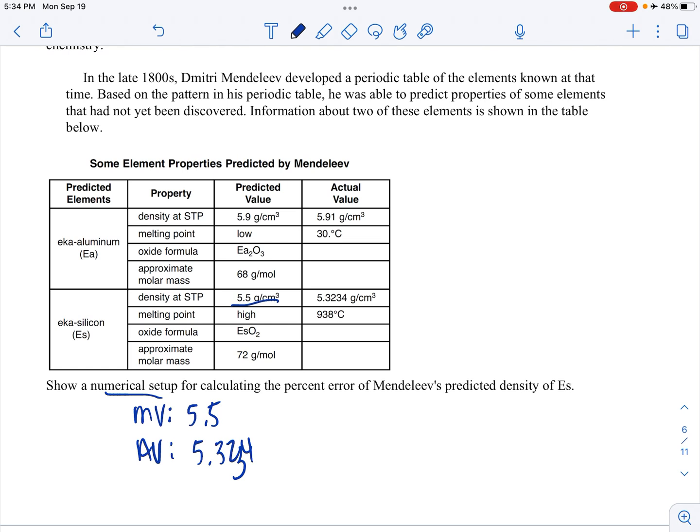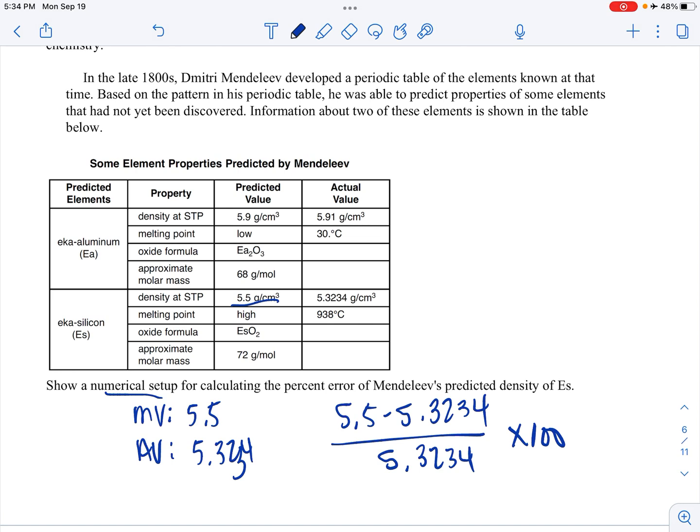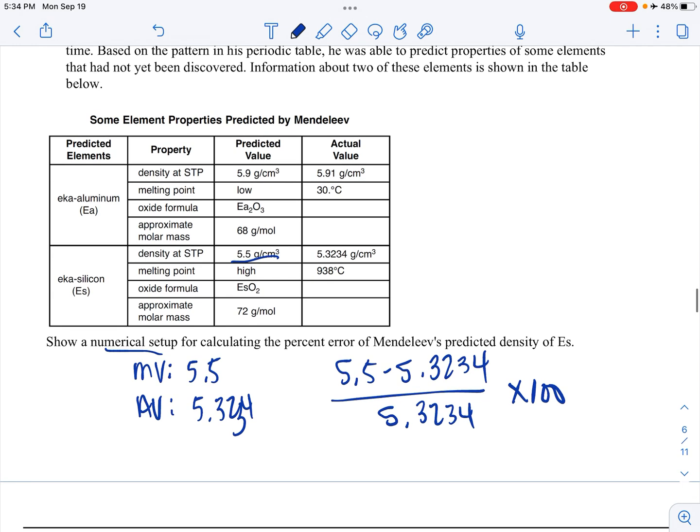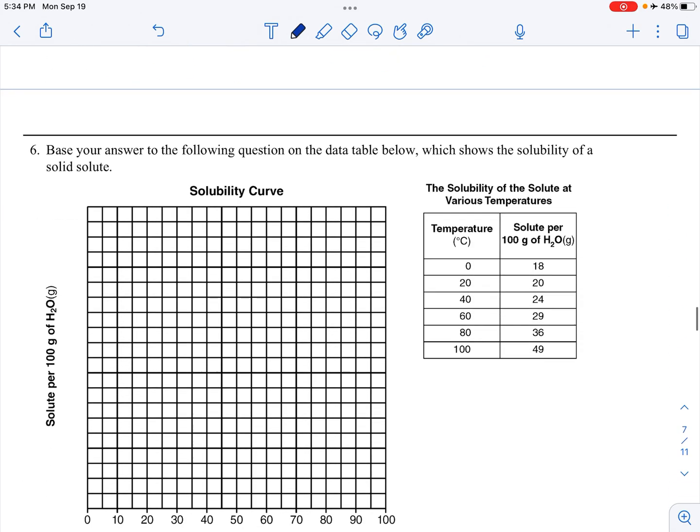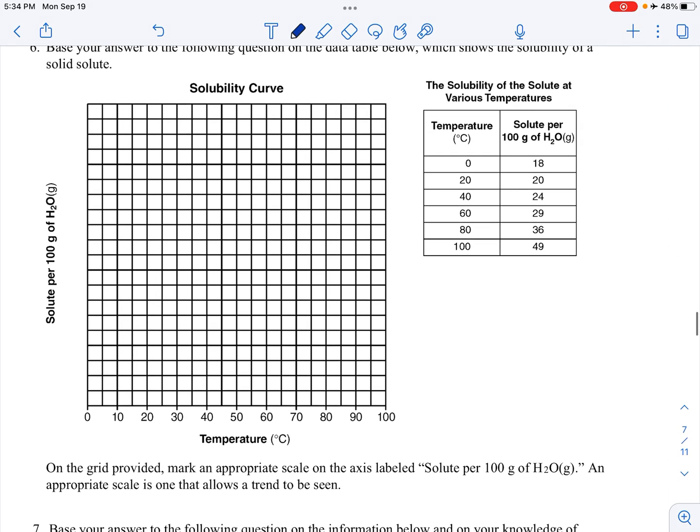So it doesn't matter how you subtract. Eventually we're going to have a positive numerator. So measured minus accepted is what the reference table said. We must divide by the accepted, and then we must multiply by 100. You have to include that. You don't have to include units. You do not have to solve it. And in fact, you should not solve it. All right, so you got information.